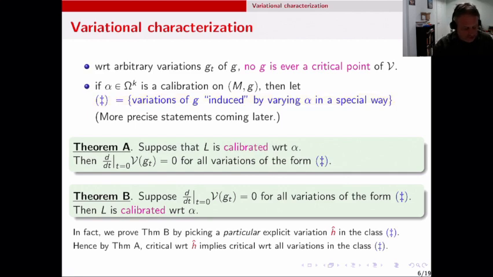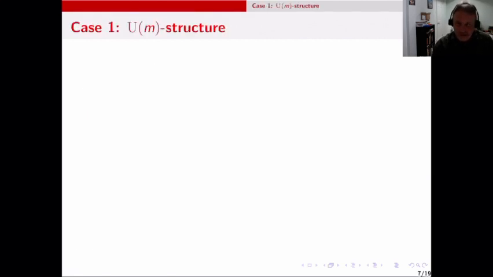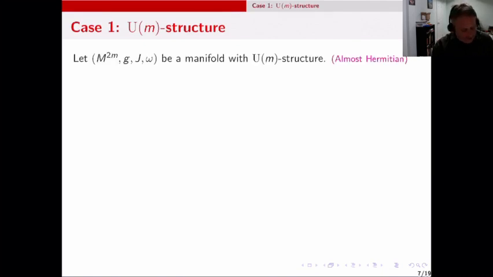Okay, so let's look at this explicitly in the first case, which is the case of a Kähler structure. So I remind you, we have an even dimensional, a 2m dimensional Riemannian manifold with a Riemannian metric, an almost complex structure which need not be integrable, and the associated 1-1 form, which is called the Kähler form, but it need not be closed. Okay, these are also called almost Hermitian manifolds.